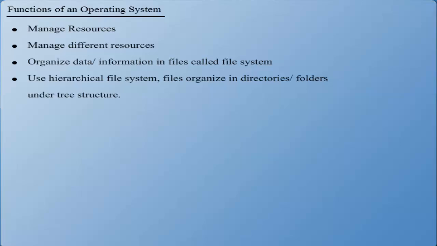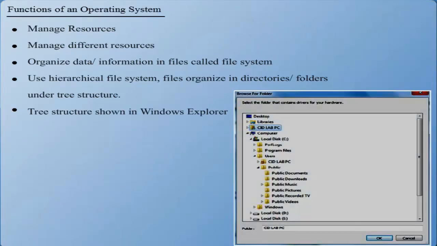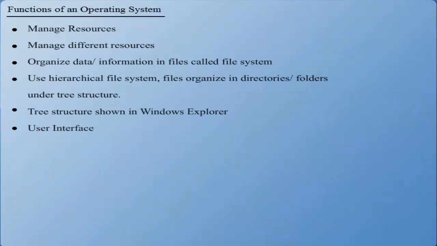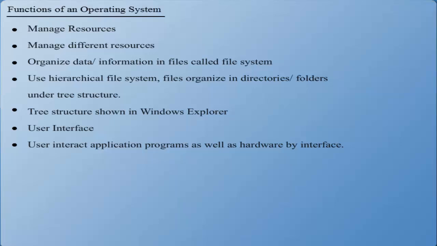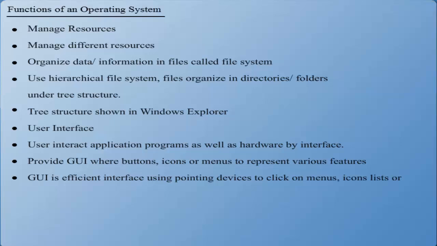The screenshot of a tree structure while using Windows Explorer is shown below. User interface. The users basically interact with the application programs as well as the computer hardware by user interface. Today, almost every operating system provides a graphical user interface or GUI, where the graphic objects or icons are used to represent various features. The GUI is an efficient interface using different pointing devices such as mouse in order to point or click on icons, menus, lists, as well as buttons on a screen.